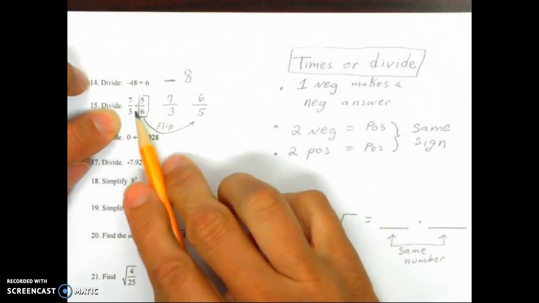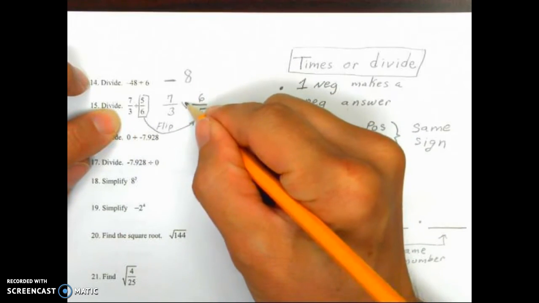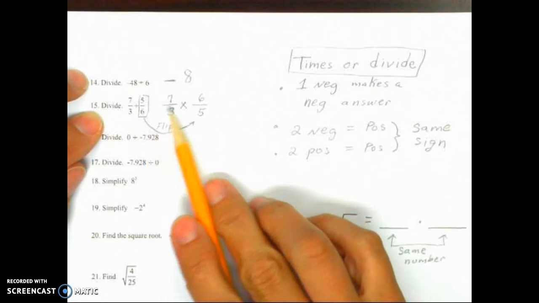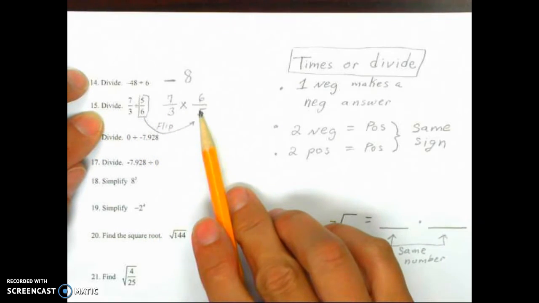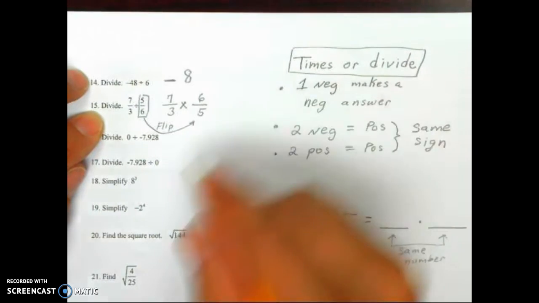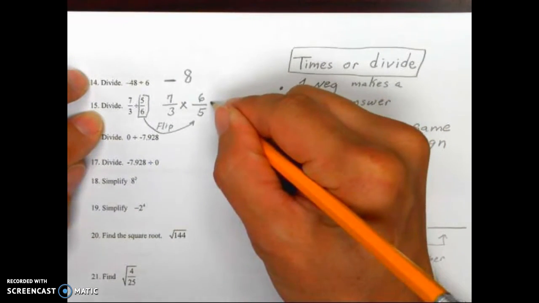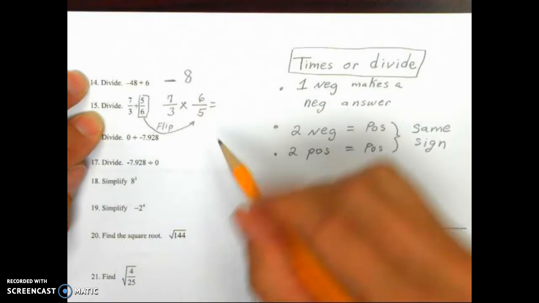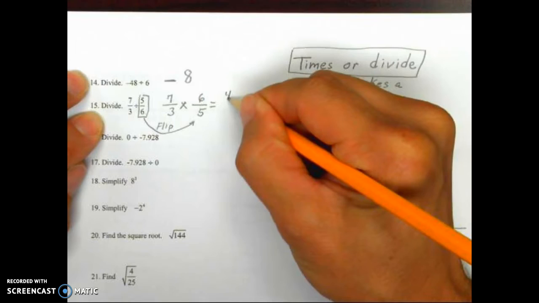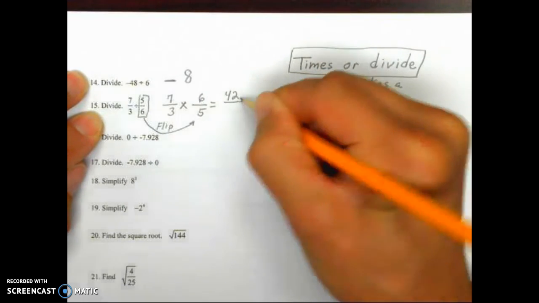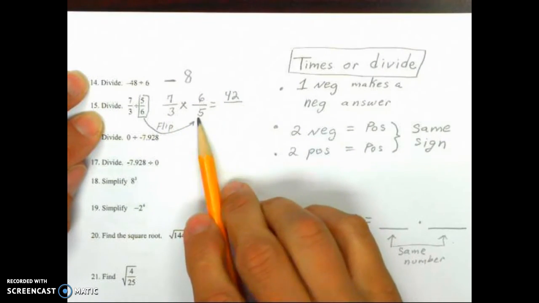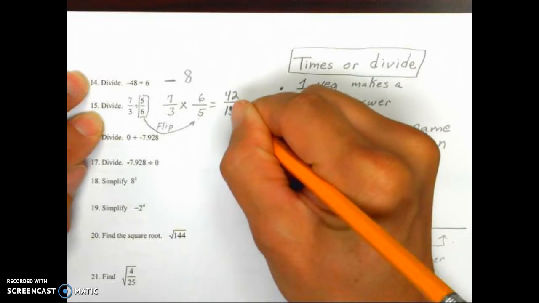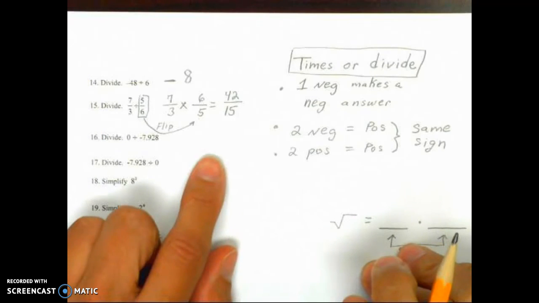And then instead of divide, I'm going to make that times, because you're not allowed to divide fractions. You can multiply using their reciprocals, or if you flip them. Now, at this point, you can do two things. You can just multiply straight across. 7 times 6 is 42. And then 3 times 5 is 15. And this would be an okay answer.